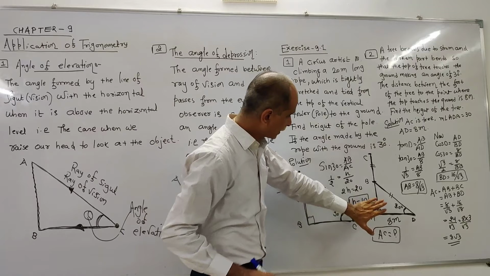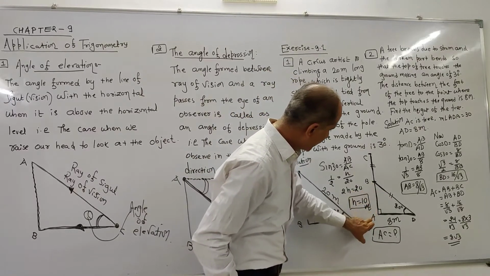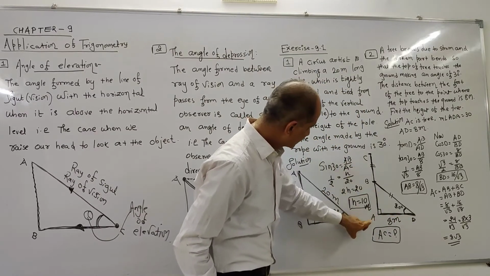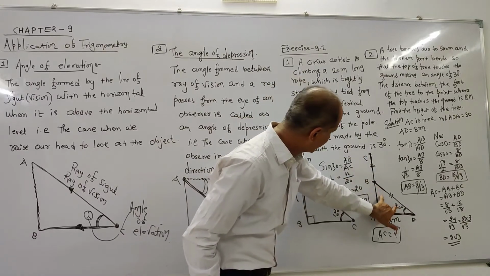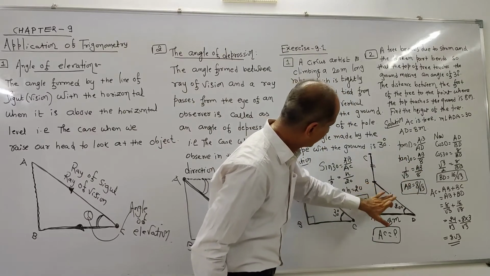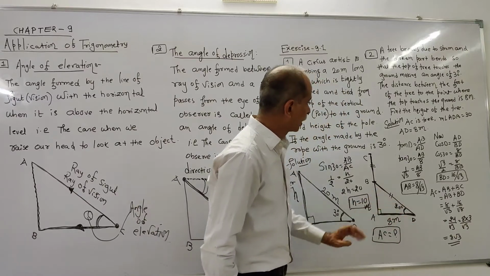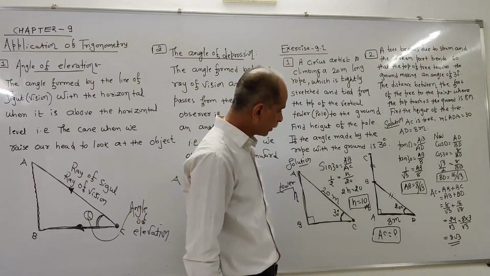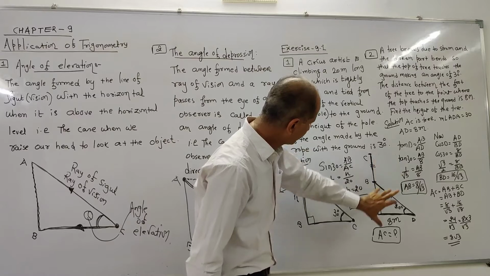Now here you have to take this triangle. So in triangle BAD, measure of angle A is equal to 90. You can also say BC is equal to BD, because BC is nothing but the broken part of the tree and is equal to BD. And measure of angle ADB is equal to 30 degrees, and you know AD is equal to 8 meters. Now you have to find out the height of the tree. The height of the tree means what?